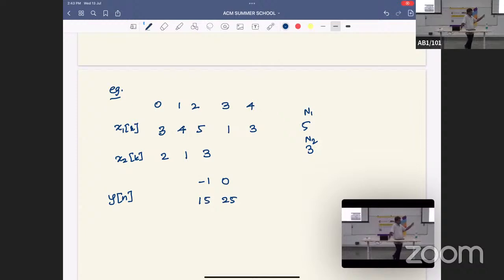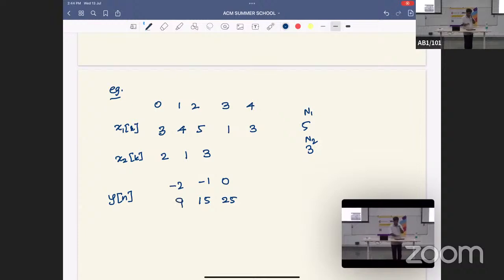Then one more shift we can do. Still we can have some overlap, right? So what you will do? You make a shift by -2. Then you will get the value of y of n at -2. How much is it? 9. After that we are now getting 0, so we don't have to continue.